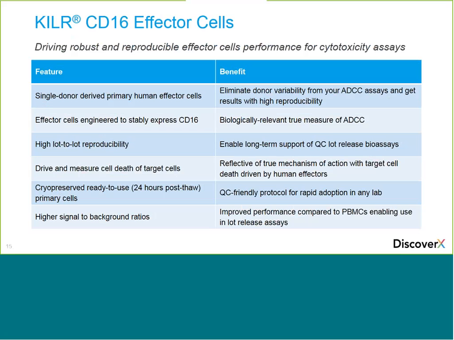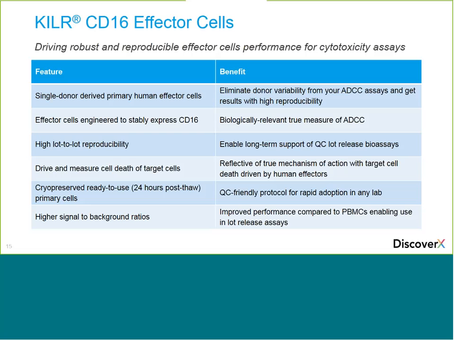So to conclude, our KILR CD16 effectors are capable of driving robust and reproducible effector cell performance for cytotoxicity assays, not only ADCC, but also T-cell redirection. These are single donor-derived primary human effector cells, and the benefit of using these, obviously, is to eliminate donor variability from your ADCC assays, to produce results with high reproducibility. These are effector cells that are primary cells, but they are engineered to stably express CD16, as I showed you, and that CD16 is a requirement for mediating ADCC.